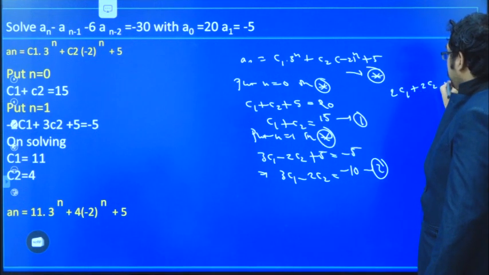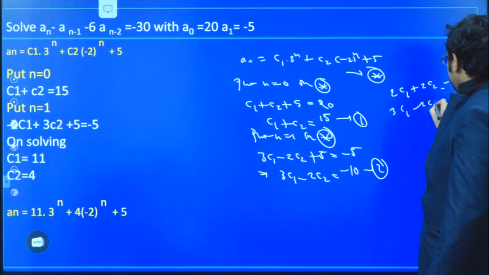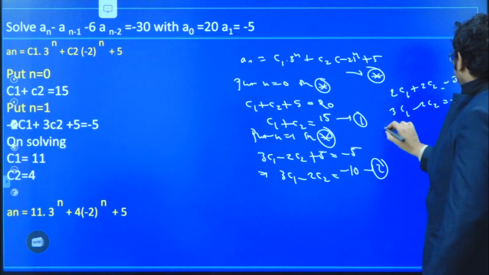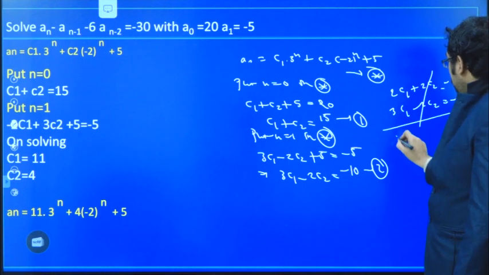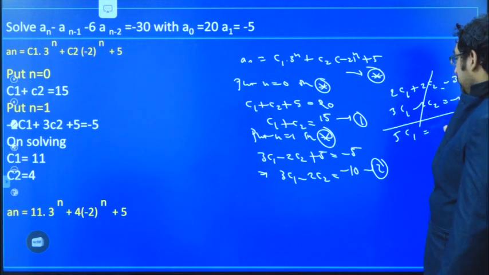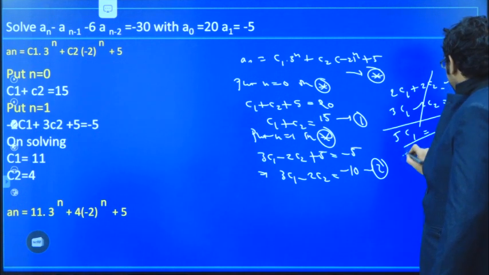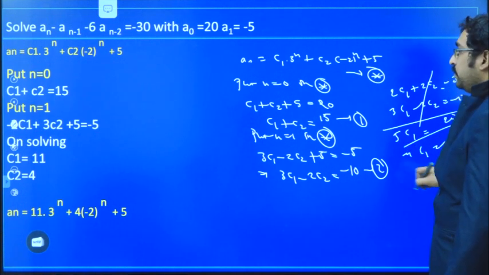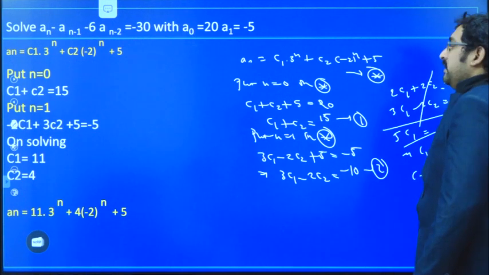So 2c1 plus 2c2 equal 30, and 3c1 minus 2c2 equal minus 10. If we add both, c2 gets cancelled. So 5c1 equal 30 minus 10, that is 20. That implies c1 equal 4. Similarly, we will get c2 equal 11.